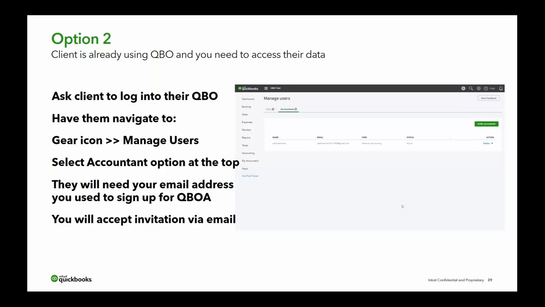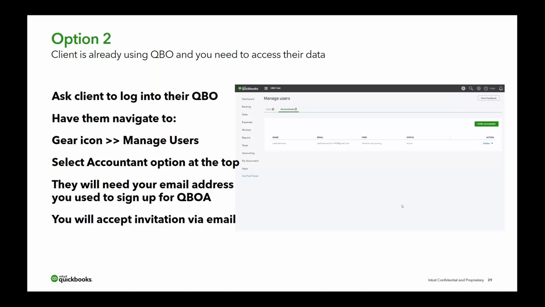The second way is if your client is already using QuickBooks Online and you need access to their data. They have to invite you as the accountant user. So it's kind of a simple process. You have to walk your client through this. This isn't something you can do for them. First thing is you're going to ask the client to log into their QuickBooks Online. And for those of you that remembered, QBO.intuit.com is where they sign in.